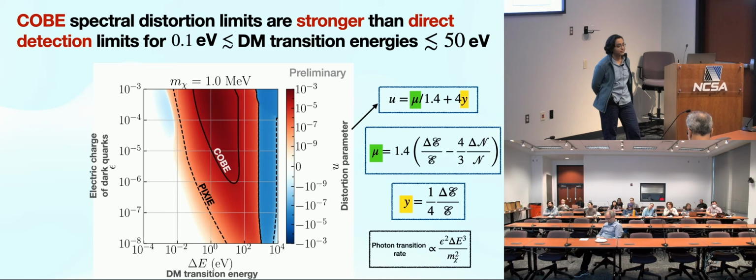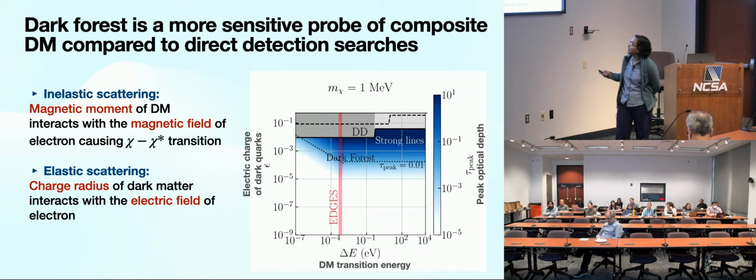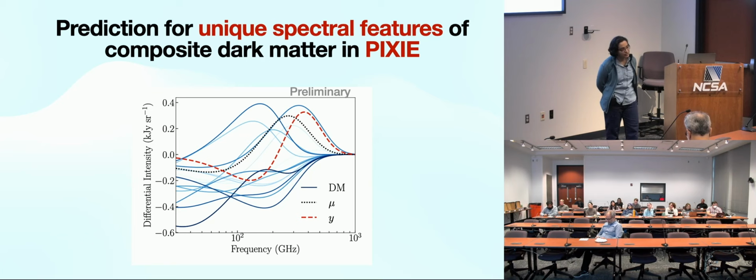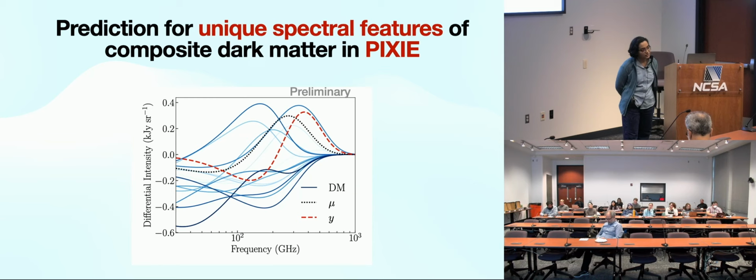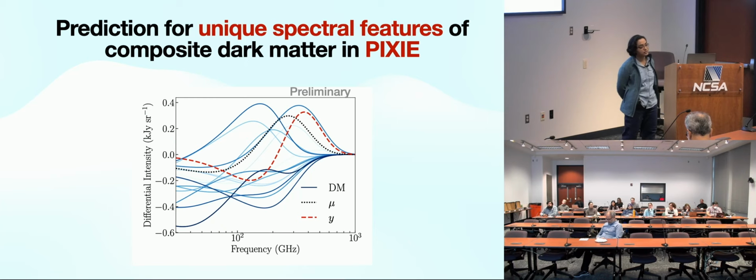Okay. And then in the previous plot, you showed the mu and y curves. Are those coming from primordial density perturbations? Yeah. So this was just to show that there are mu and y that we expect from standard cosmology. But dark matter can imprint shapes that could be different from mu and y, so we might be able to distinguish them. And you're saying PIXIE is more sensitive just because of the sensitivity and the resolution. Okay. Thanks.